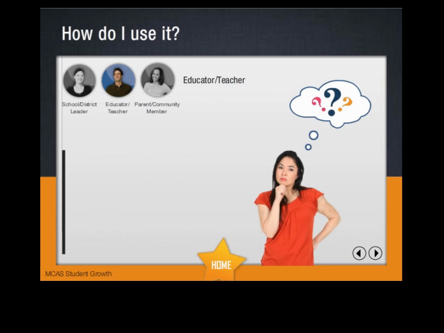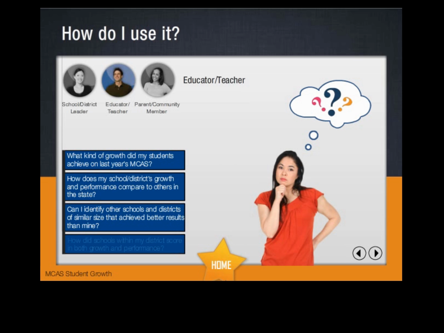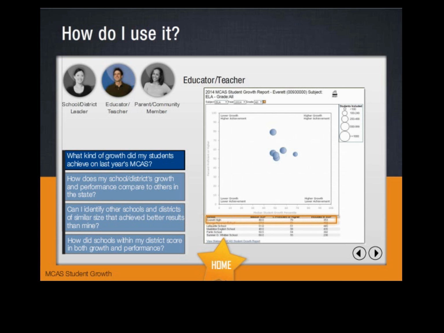As you look through the report, think about some of the questions you want to answer to help focus your navigation. You might want to know your school's median SGP to see how much growth students achieved on last year's MCAS test. Higher levels of growth can help you know whether instructional programs and strategies you have implemented are making the difference in student learning that you want to see.